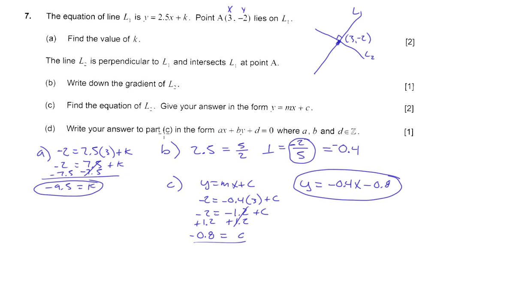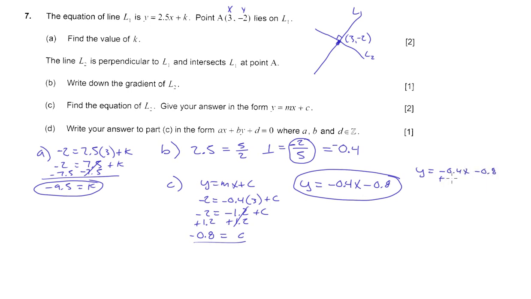It says write your answer to part C in the form ax plus by plus d equals 0, where a, b, and d are all integers. So what they're saying is we have to move everything to one side, and we can't have any decimals or fractions. So let's do this. Let's start with this and move everything to one side first. So we got y equals negative 0.4x minus 0.8.